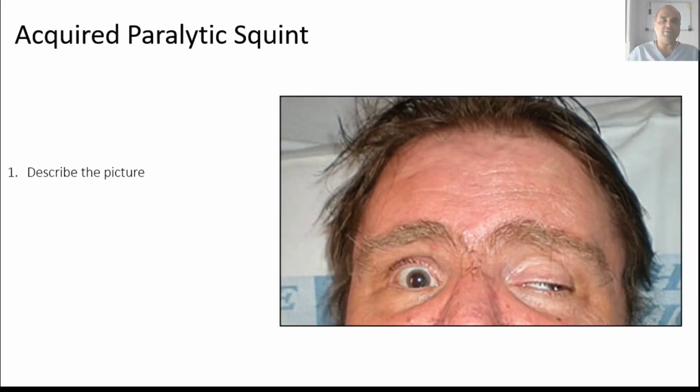This is a patient of an acquired squint. He is an elderly gentleman who suffered stroke. The first thing that you'll be asked if you're shown a picture like this is to describe the picture. Well, the left eye has ptosis, and the left eye seems to be deviated downwards and outwards. Now, this eye has issues with multiple muscles, not only extraocular muscles, but muscles that move the lid.